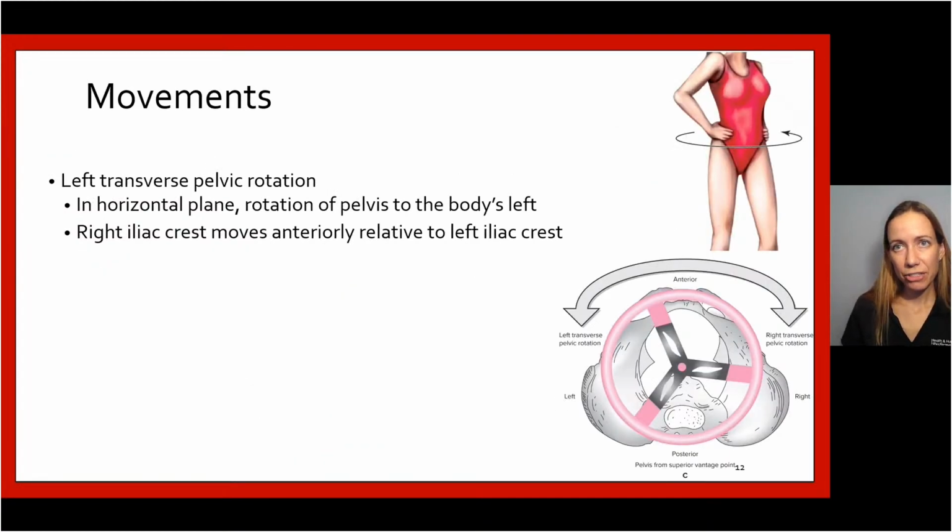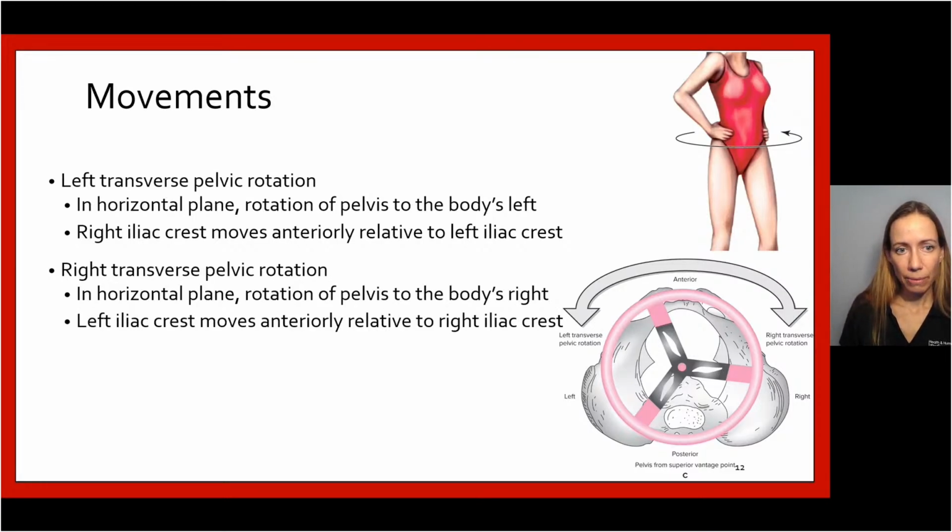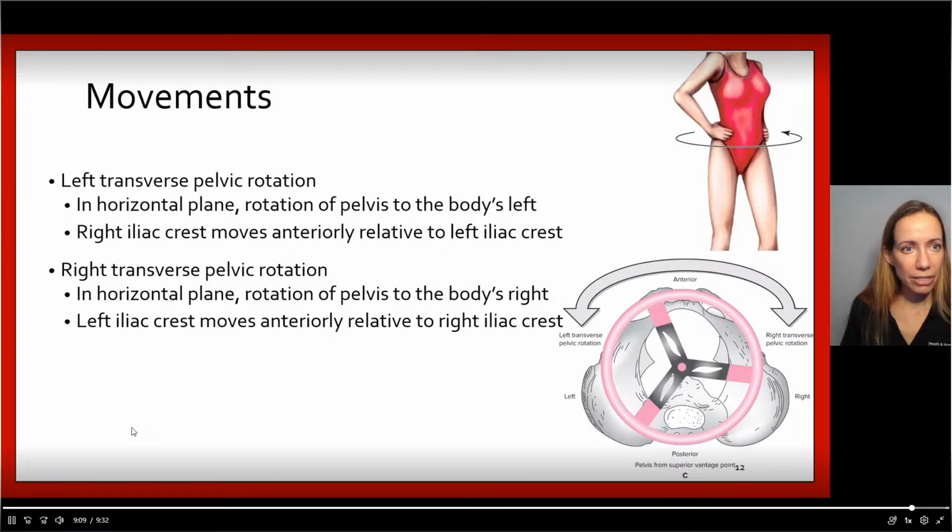And then these are probably the easiest two movements to understand, the left and right transverse pelvic rotation. These are twisting motions. So if you can imagine twisting at your waist, say you want to turn around and look behind yourself. Left transverse pelvic rotation will be a rotation of the pelvis towards the body's left. So when this happens, your left pelvis is going to move posteriorly, and the right portion of the pelvis is going to move anteriorly. And then the right transverse pelvic rotation will be the exact opposite motion. We're going to have the right portion of the pelvis move towards the body's right.